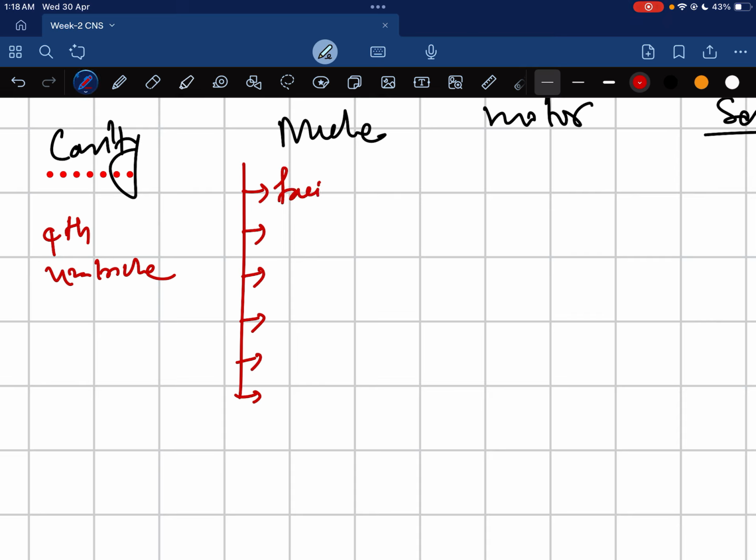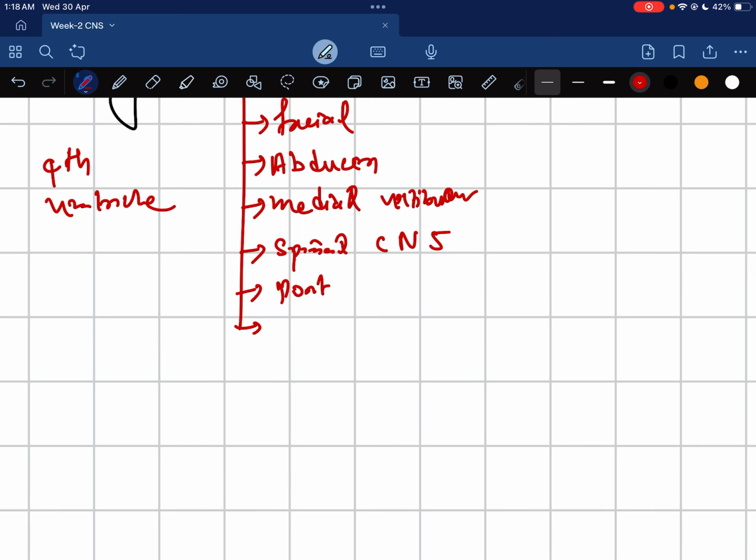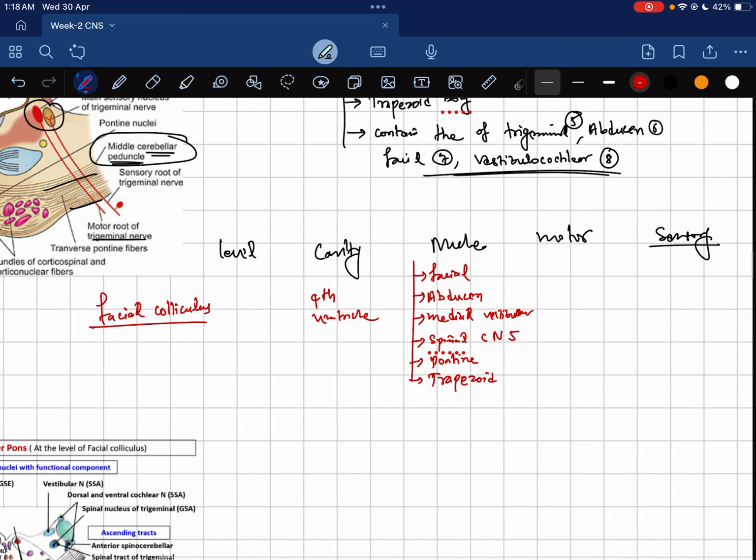facial, abducent, then medial vestibular nucleus. Then there is the spinal nucleus for cranial nerve 5, and then the pontine nucleus and trapezoid nucleus. These nuclei are present at this level.